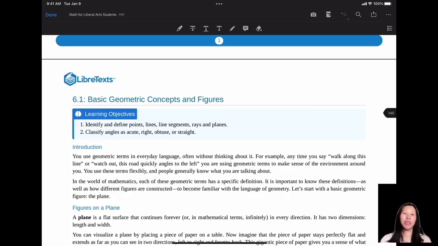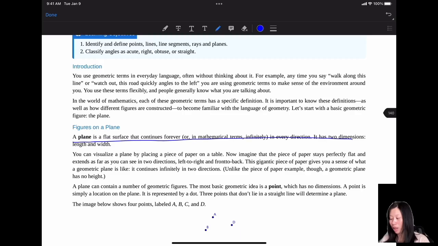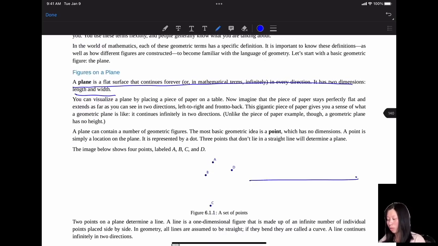Hello, so today we will talk about some basic geometric concepts and figures. First of all, what is a coordinate plane? They also call it a plane. A plane is a flat surface that continues forever in every direction. It has two dimensions, length and width. So usually when it comes to a coordinate plane, we will draw it like that.